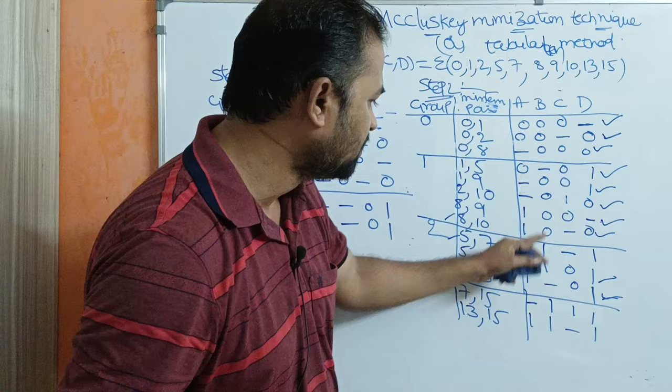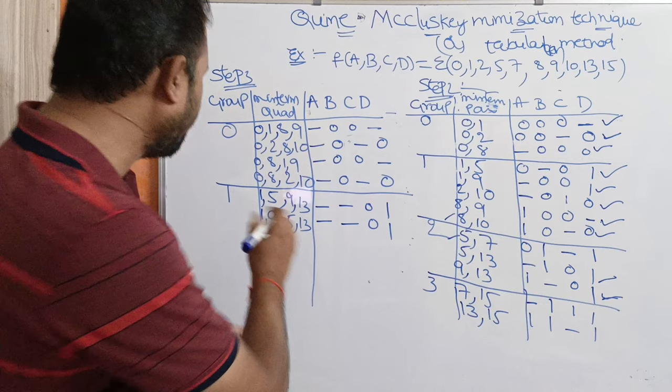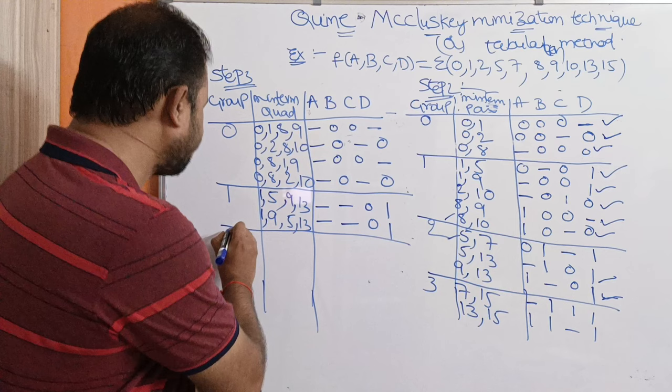Yeah, more than one variable difference, so we can't combine them. Okay, we can't combine them. Next, group one is over here. 5 7 is not covered. Okay, next let's focus on the second group.